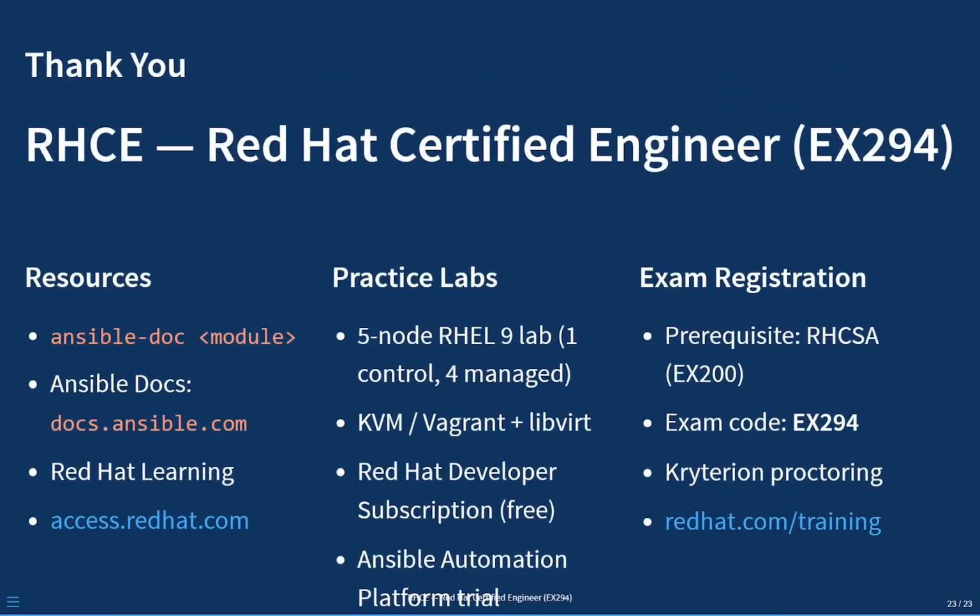And that is the complete RHCE EX294 Ansible study guide. Every domain, from architecture and inventory through playbooks, roles, vault, and troubleshooting. Set up your 5-node lab, work through that practice checklist, and run every playbook twice to confirm idempotency. The RHCE rewards preparation. 4 hours is generous if you know what you're doing.